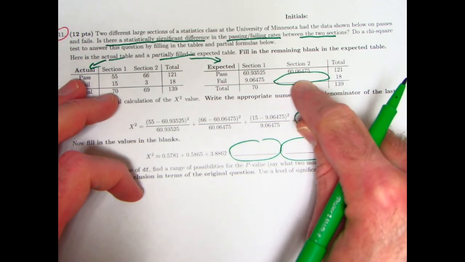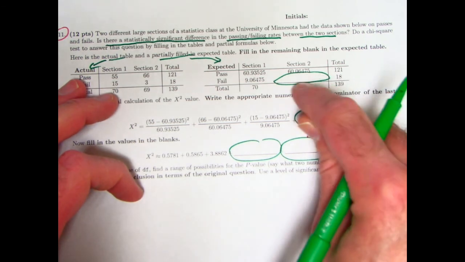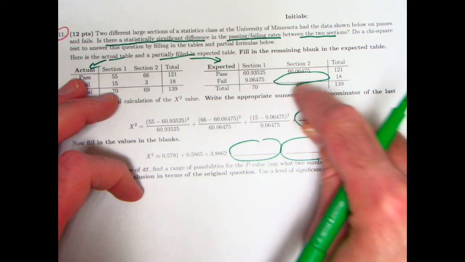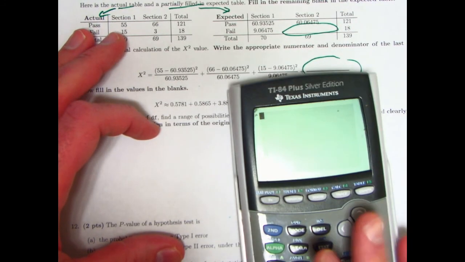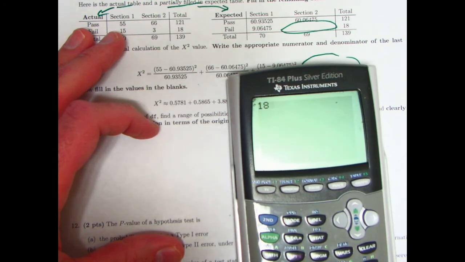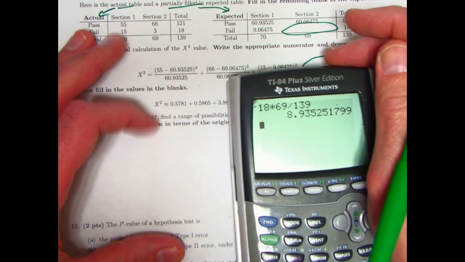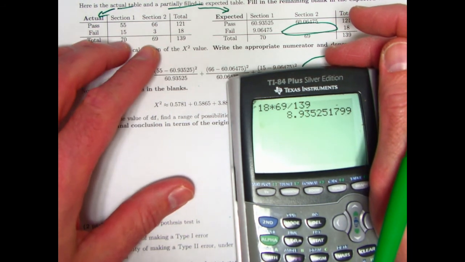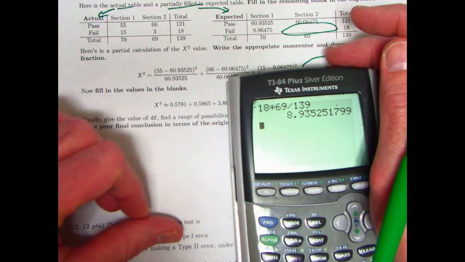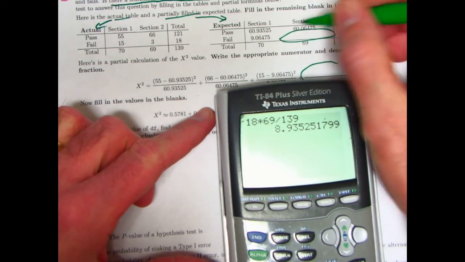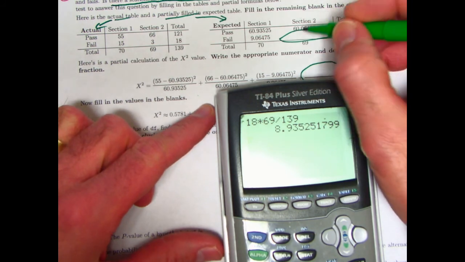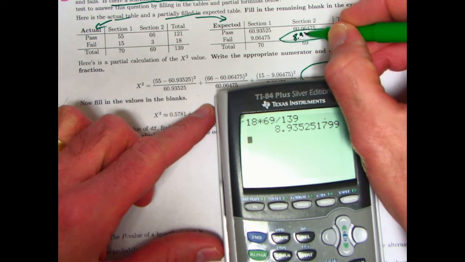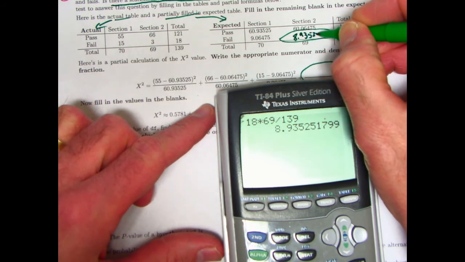Well, the way to figure out what number goes there, the trick is you multiply for that row and that column, the row total and the column total, and then you divide by the overall total. That's the method. In my lectures on this subject, I do talk about the logic behind that. It is based on assuming that the null hypothesis is true, that these section numbers don't affect the pass-fail rates. But the method, again, is to multiply 18 times 69 divided by 139 and get 8.93525.